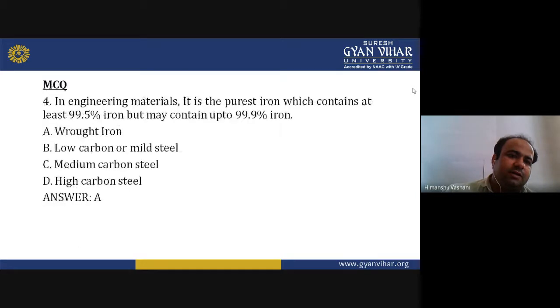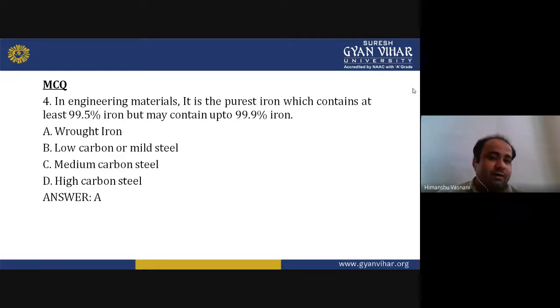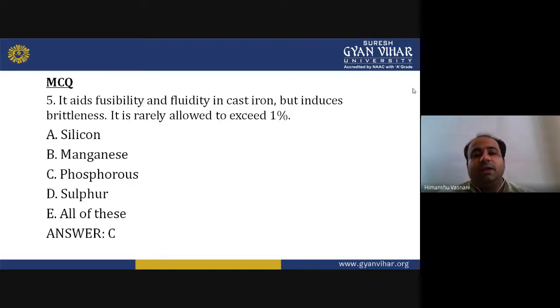Then in engineering materials, it is the purest iron which contains at least 99.5% iron, but may contain up to 99.9% iron. We have discussed this. It is wrought iron. Option A is the answer. And it aids fusibility and fluidity in cast iron, but induces brittleness. It is rarely allowed to exceed 1%. So the answer is phosphorus.